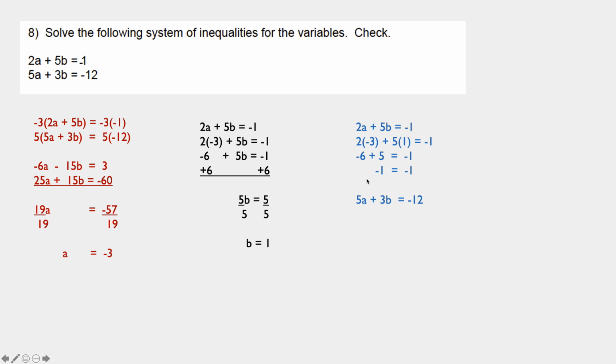Let's try the last equation. a is negative 3, b is 1. Okay, 5 times negative 3 is negative 15. 3 times 1 is 3. Negative 15 plus 3, you bet, that equals negative 12. So negative 12 is equal to negative 12. Booyah! We got that correct.